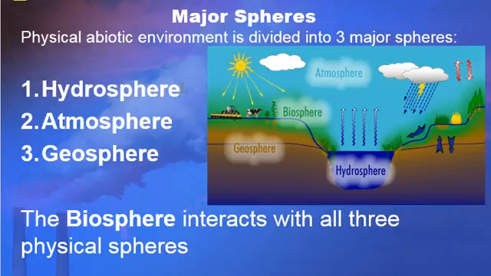And then the geosphere is the land itself. And that doesn't just include the surface of the land and the things that are there like forests or deserts or whatever that is, but it also includes under the ground. So all of the minerals that are underground, all of the soil and everything like that would all be included in the geosphere. And then the last piece here is the biosphere.